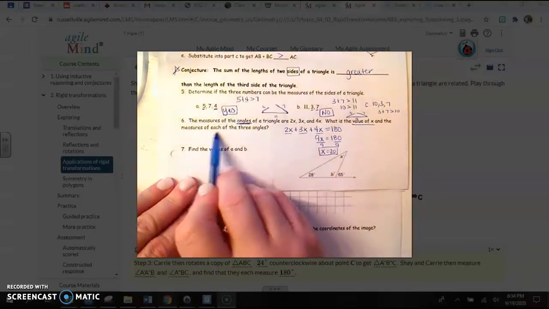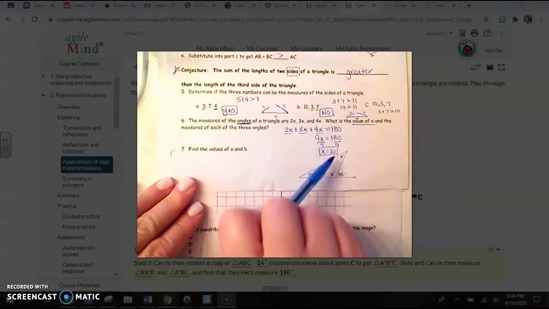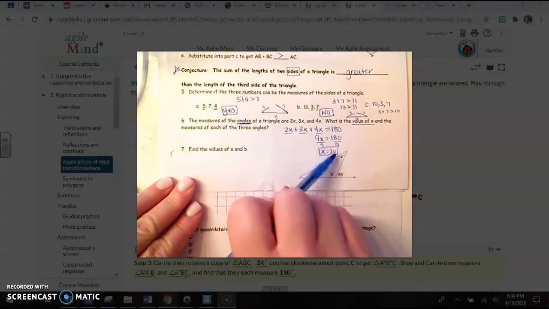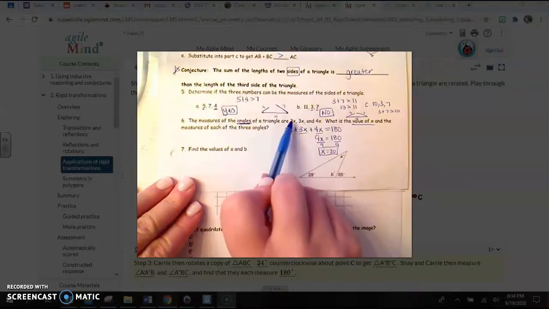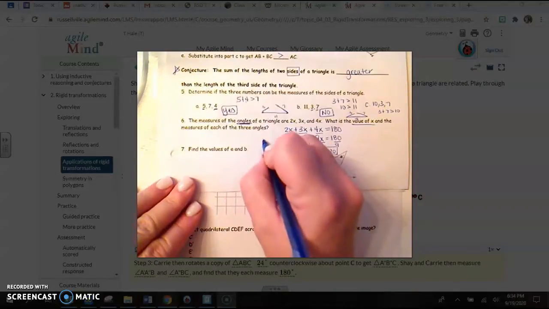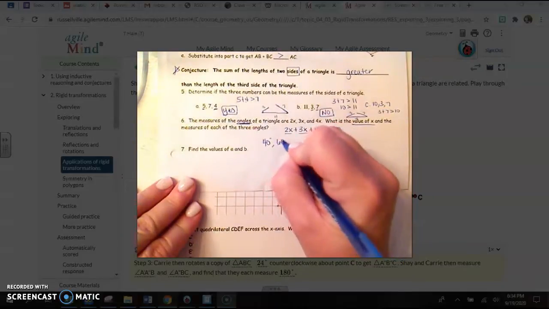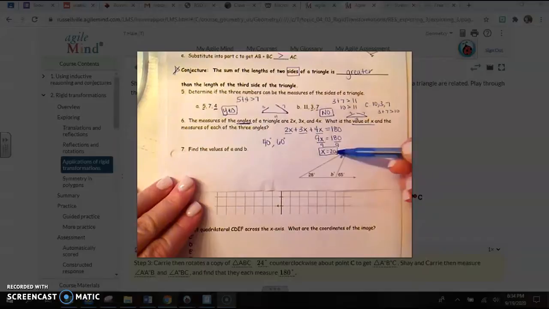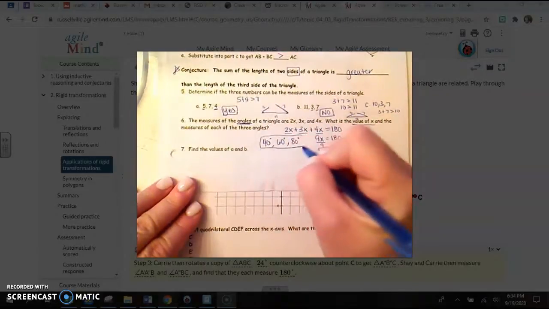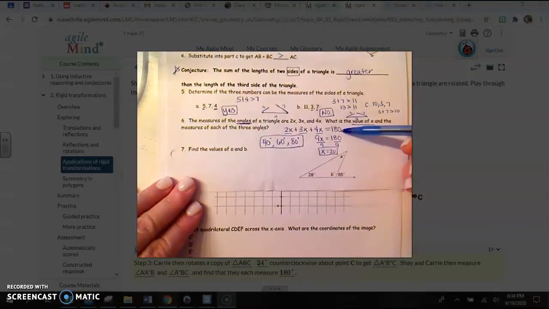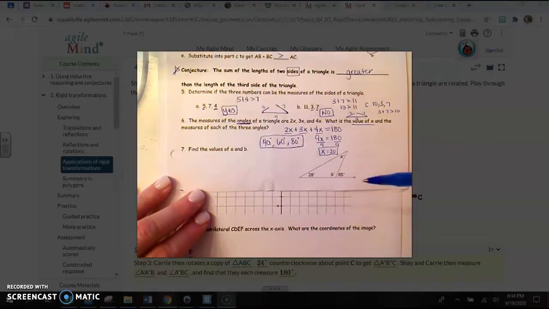But it also says to find the measures of each of the three angles. So now we have to put that 20 in for the x in each one of those expressions. So the smallest angle is 2 times x. 2 times 20 is 40 degrees. Don't forget the degree symbol because it's an angle measure. 3 times x would be 3 times 20, which is 60 degrees. And 4 times x would be 4 times 20, which is 80 degrees. We can double check just to make sure that those do indeed add to be 180. 40 plus 60 is 100, plus 80 makes 180 degrees.